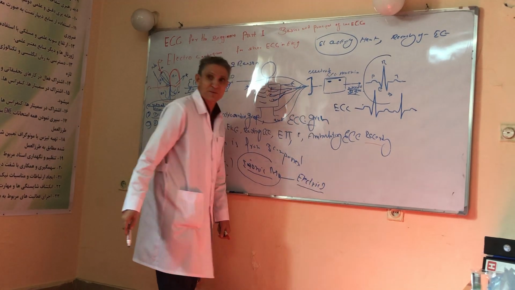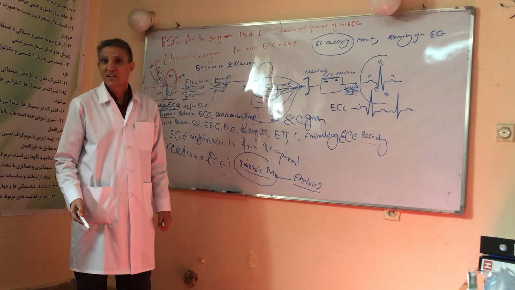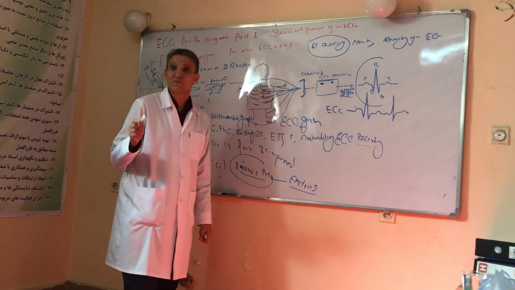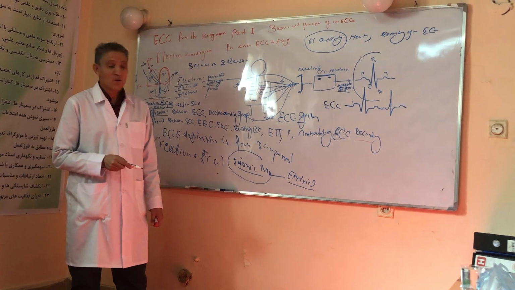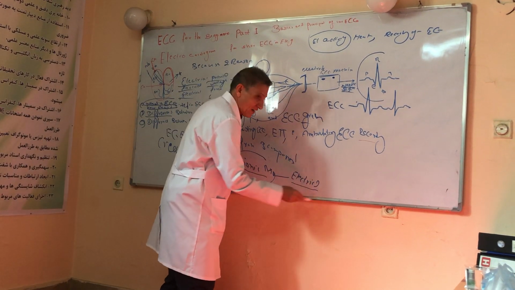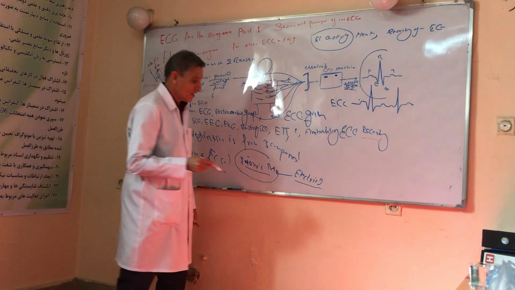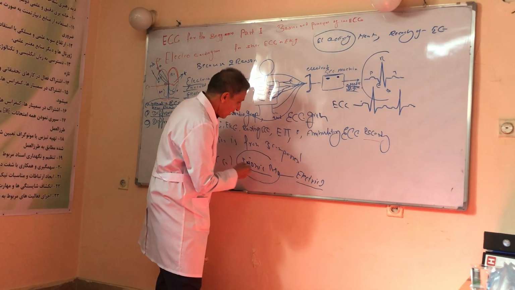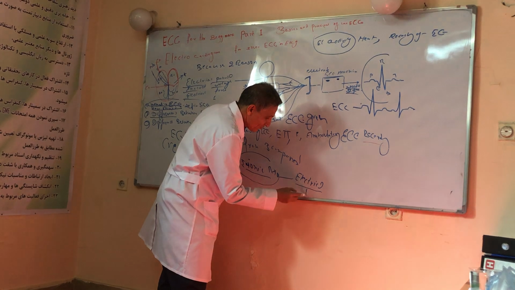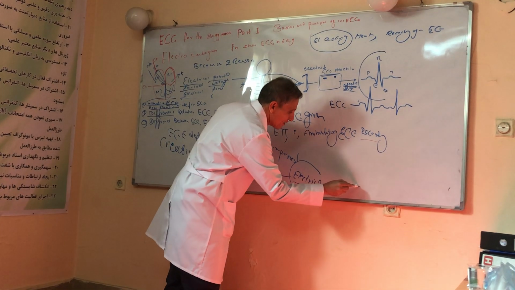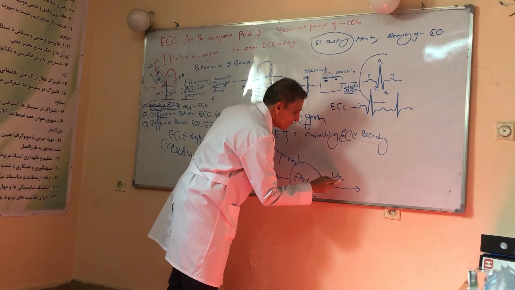This electrical force is presented by a vector. It must be presented by a vector because in physics every force is presented by a vector. When we take the name of vector, you should immediately think about the electrical force. This electrical ionic movement produces electrical force. This electrical force should be presented by a vector.